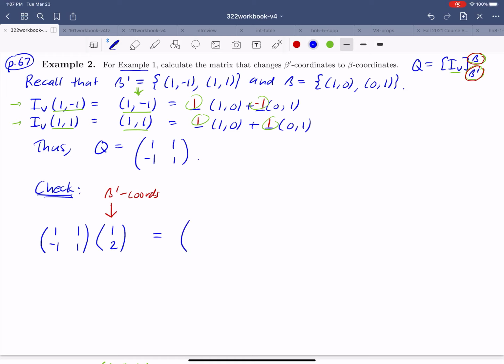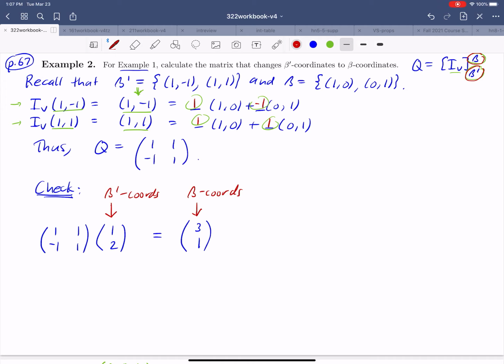If we take the first row times (1, 2), we're going to get 1 times 1 plus 1 times 2. That's going to give us a 3 up here. Then for the second row, we get -1 times 1 plus 1 times 2. That's going to put a 1 down here. This is just ordinary matrix multiplication. And that (3, 1) that comes out should be beta coordinates, if this matrix does what it's supposed to do.